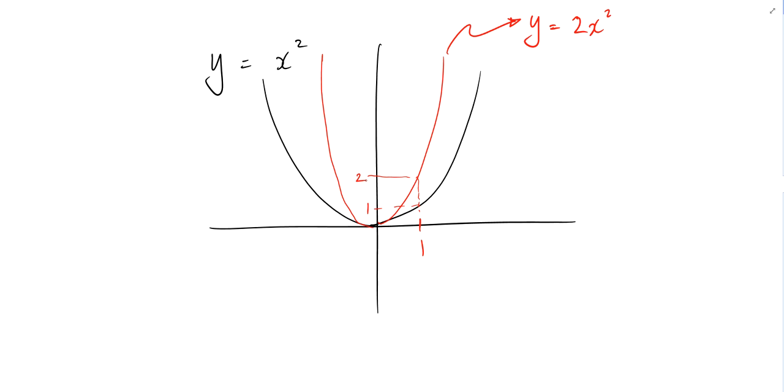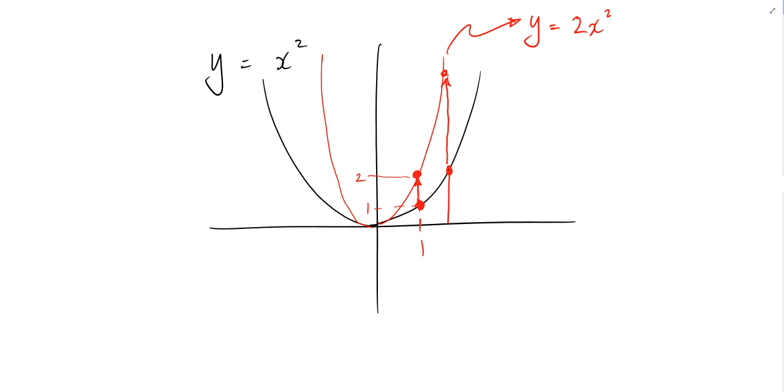Why not? See, for the same x equals to 1, the original value was y equals to 1, right? I am now pulling it up to y equals to 2. Every single point is now stretched upwards to get a different point. So instead of saying it is compressed horizontally, I can say it is stretched vertically also.